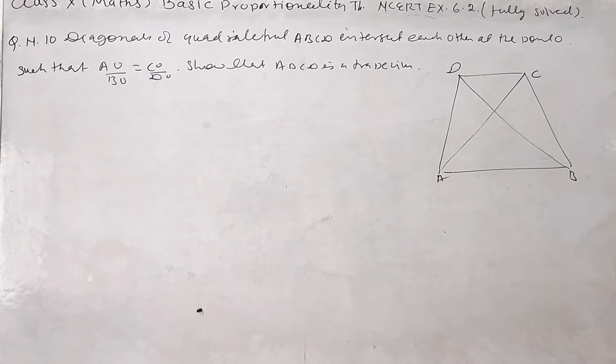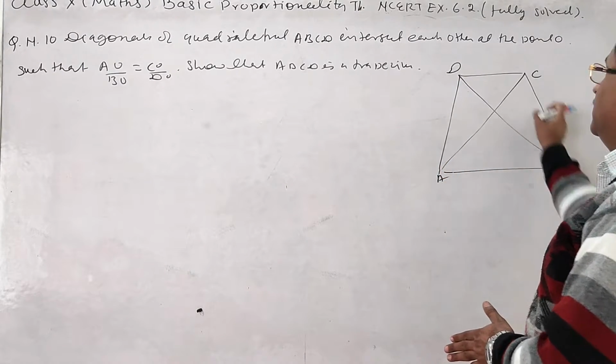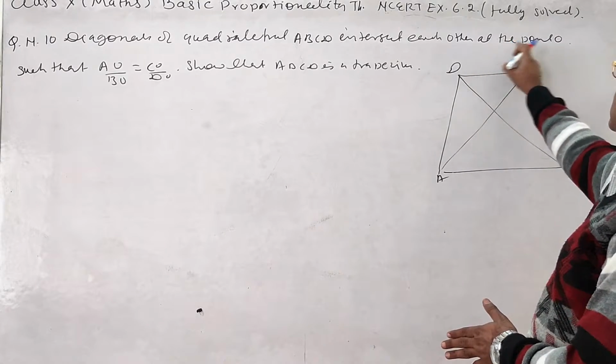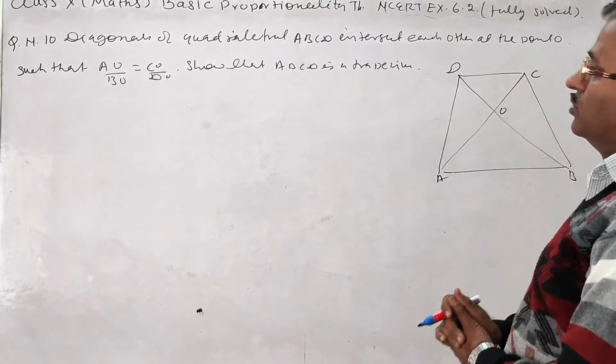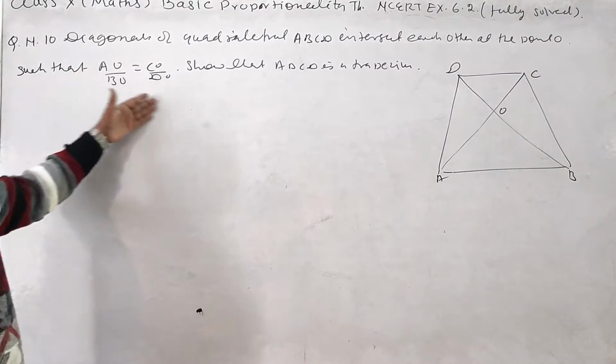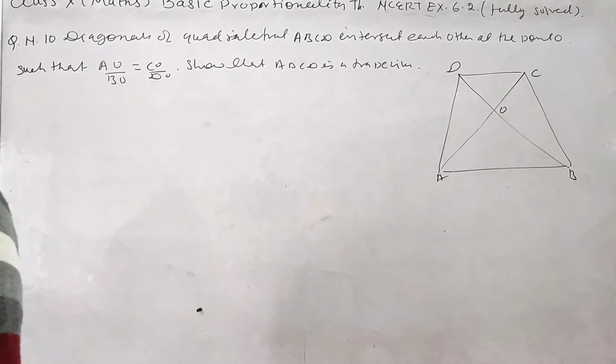Next, that is important, diagonals of a quadrilateral. We are given a quadrilateral ABCD. So diagonals AC and BD intersect each other at the point O. Now the condition is given how they are intersecting, the ratio of these parts are equal, and you have to show that ABCD is a trapezium.